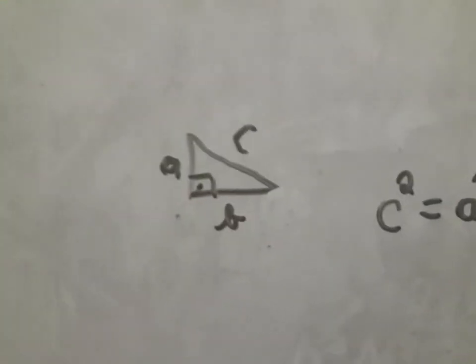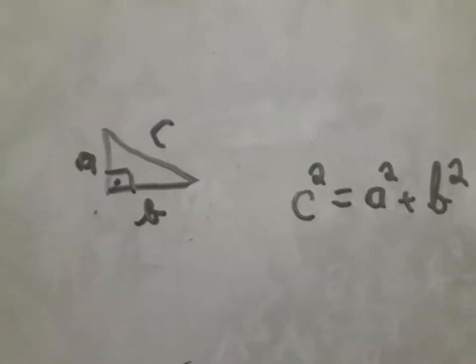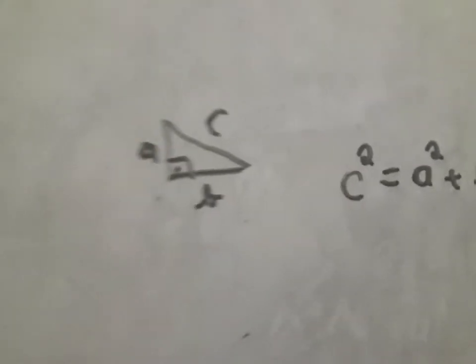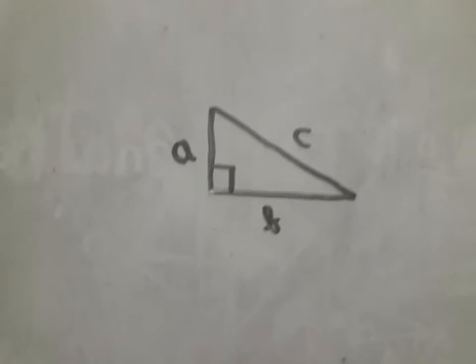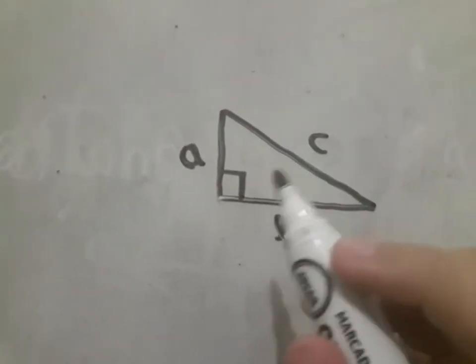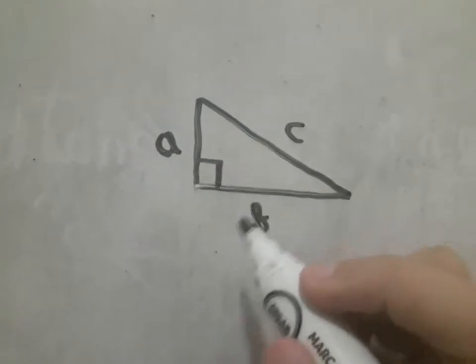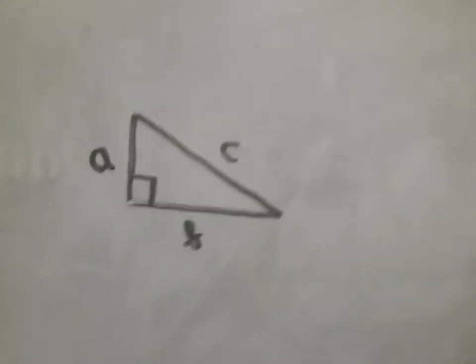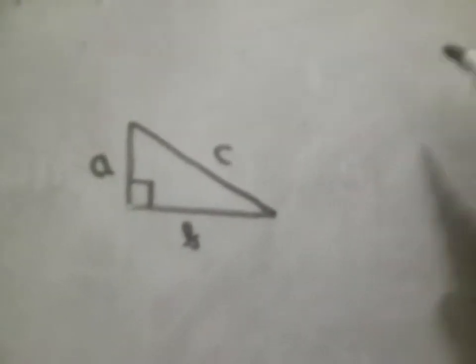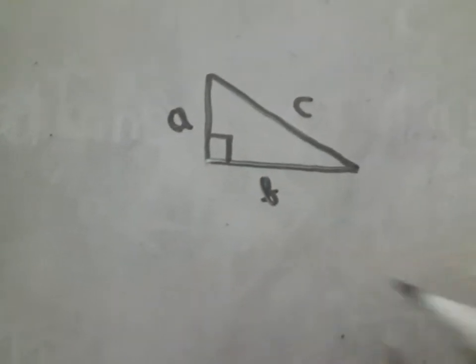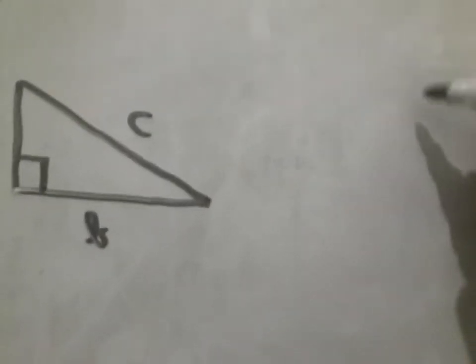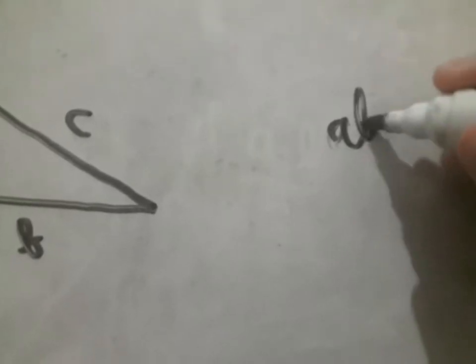But why is that, and how did he find that out? So we're gonna see that right now. I'm back, and to find that out, we're gonna work with areas. So what is the area of this triangle? Well, the formula for all triangles is that their area is the height times the length over 2. So A times B over 2, AB over 2.